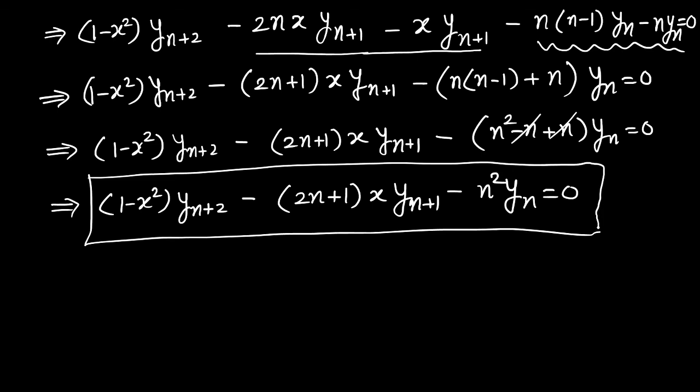In this way, we can find the yn plus 2 derivative. That means we differentiate the first result n times by using Leibniz theorem and find the required second result. Thank you.